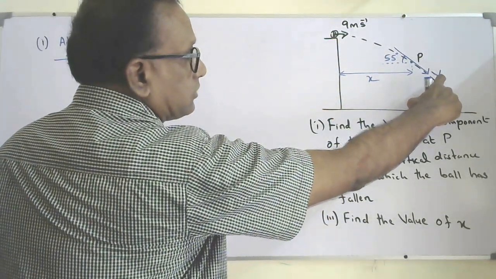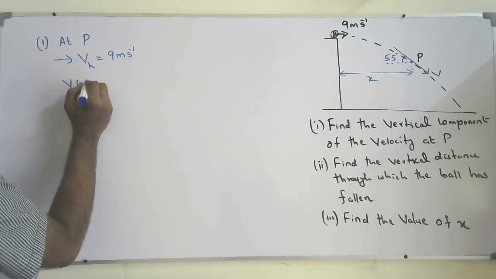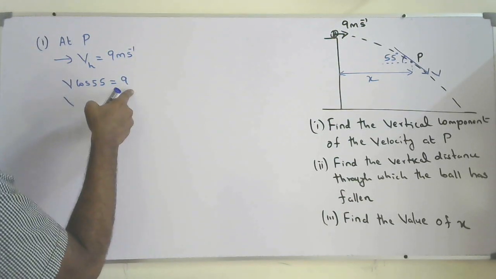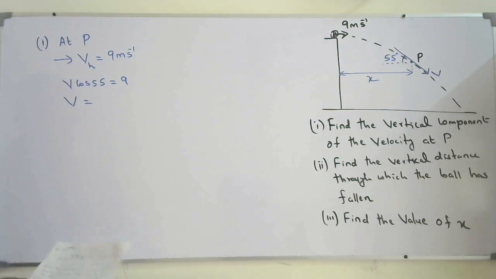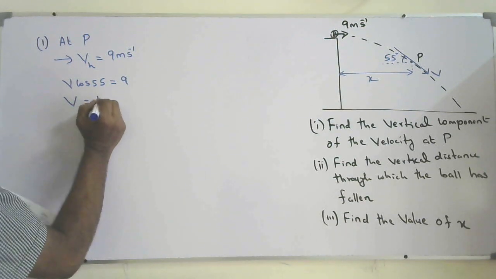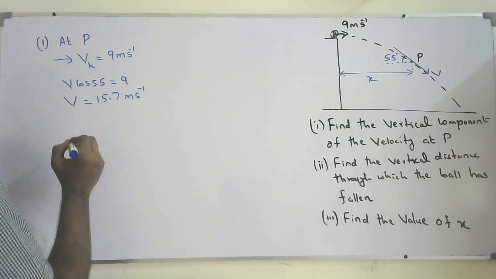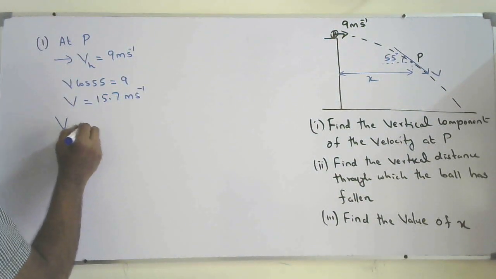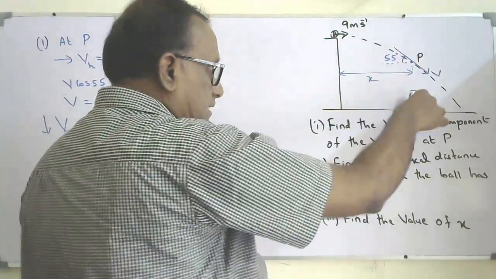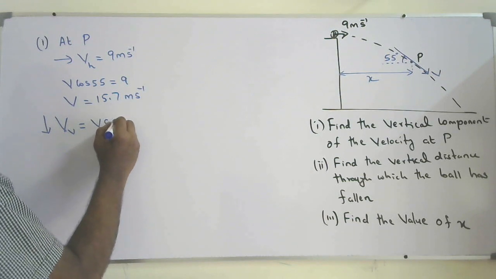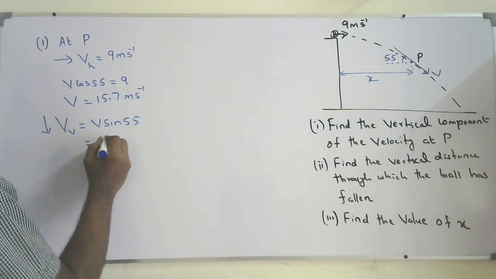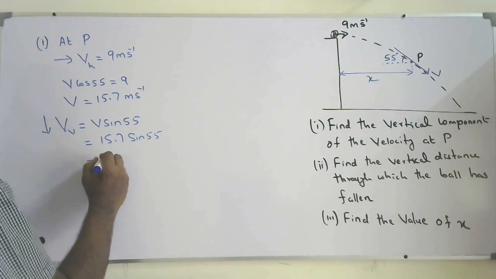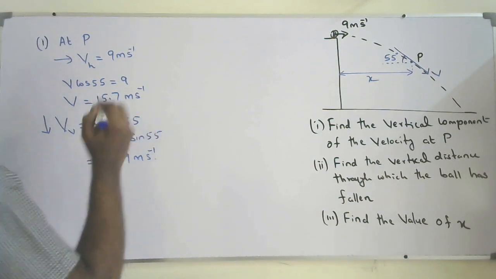But I took the velocity as V, so that means V cos 55 equals 9. V cos 55 equals 9, that's the horizontal component. So V, I can find, is 9 divided by cos 55, that will be 15.7 meters per second. The question is the vertical component at point P. So the vertical component, Vv, which is downwards, will be V sin 55. That will be 15.7 sin 55, which is 12.9 meters per second.